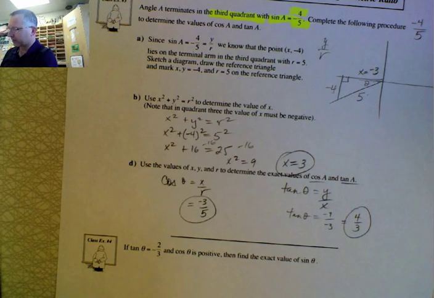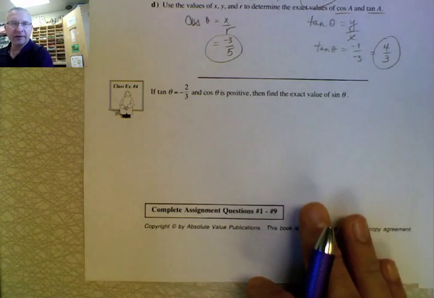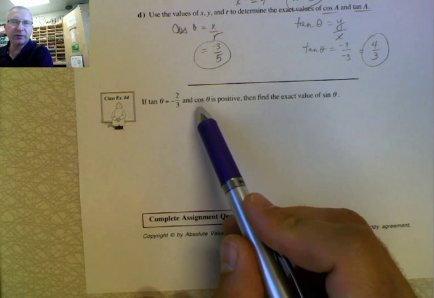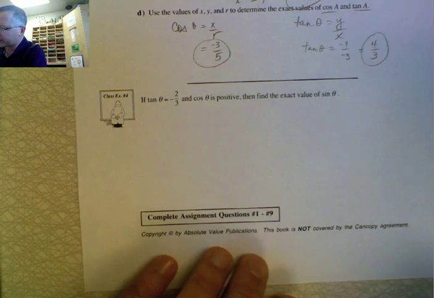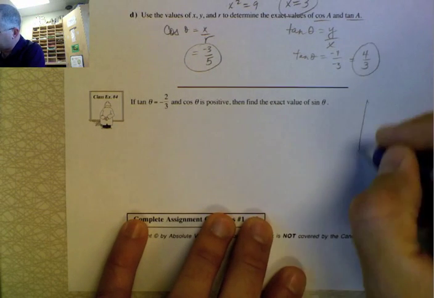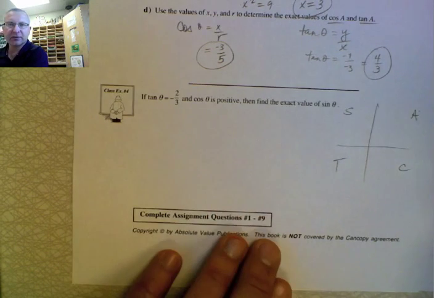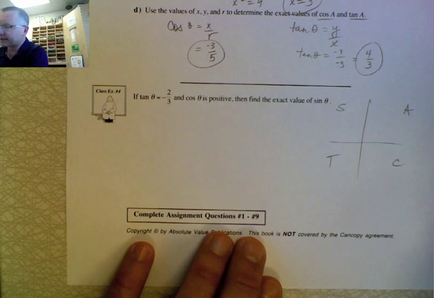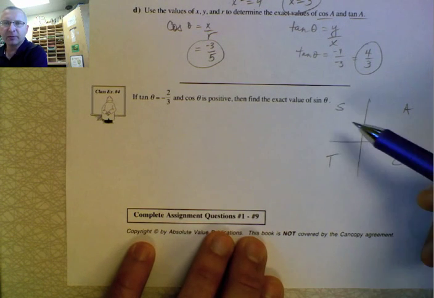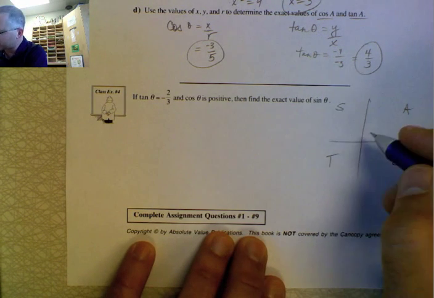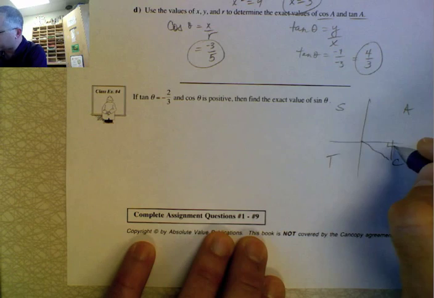Okay. We're going to do a similar example. In this next example, it says tangent is negative 2/3 and cosine is positive. Okay, so we need to draw a coordinate plane and we need to put the CAST rule in here. Now, it says tangent's negative. Well, tangent's negative in quadrant 2 and quadrant 4. And it says cosine is positive. Well, the only quadrant where cosine is positive and tangent is negative is down here in quadrant number 4.